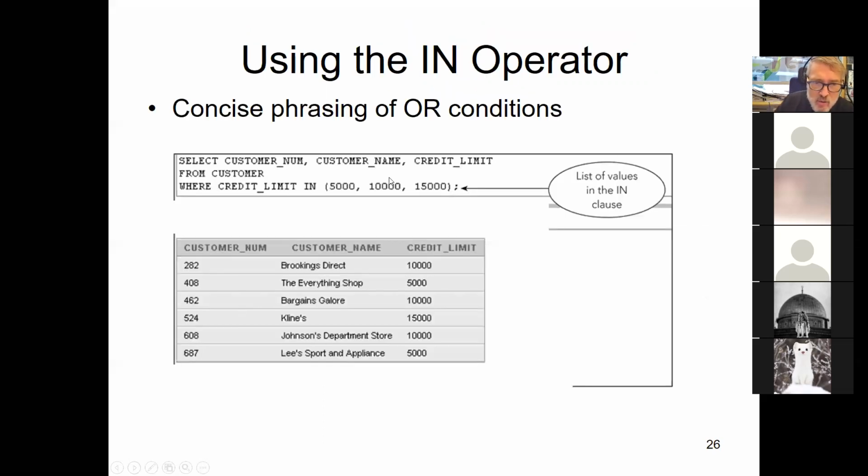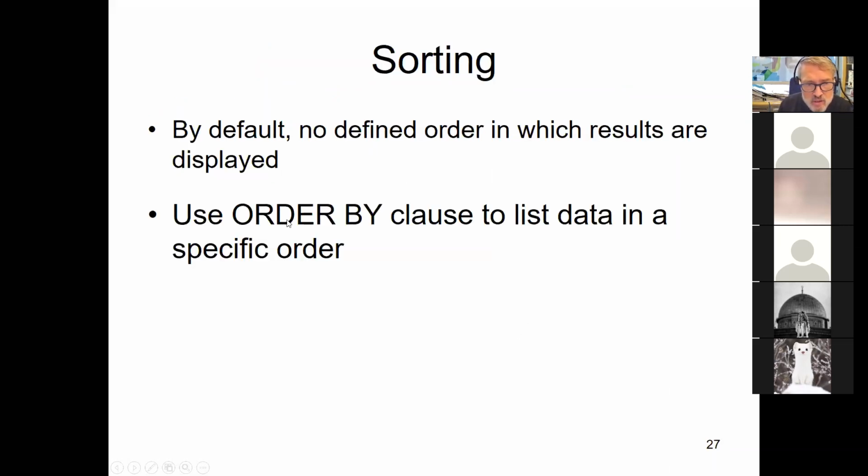And what do we got here? Here we have a list. We have a list of 3 values. As long as our credit limit is one of these values from the list, then that record will be shown. And these are the fields that will be shown. So, for example, all of these values here are within this list, 10,000, 5,000, and 15,000. As long as the credit limit is within that list, then it will be shown.